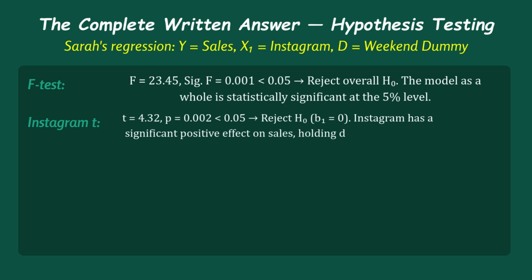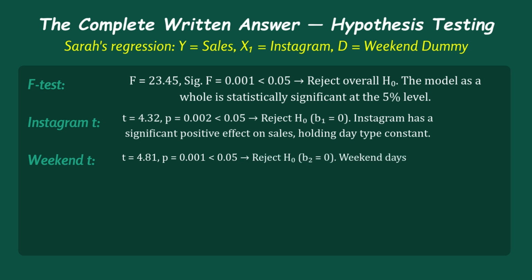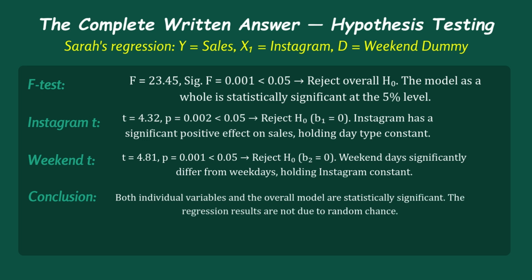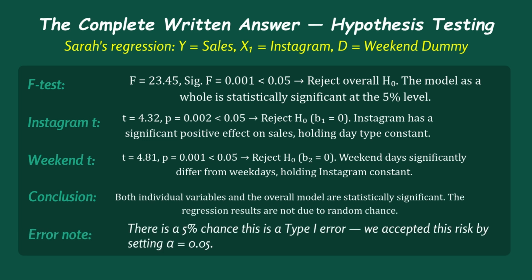Instagram has a significant positive effect on sales, holding day type constant. Weekend dummy t-test, t equals 4.81, p equals 0.001, less than 0.05. Reject null that B2 equals 0. Weekend days significantly differ from weekdays, holding Instagram constant. Conclusion. Both variables and the overall model are significant, not due to random chance. Always note 5% type 1 error risk, accepted by setting alpha equals 0.05.